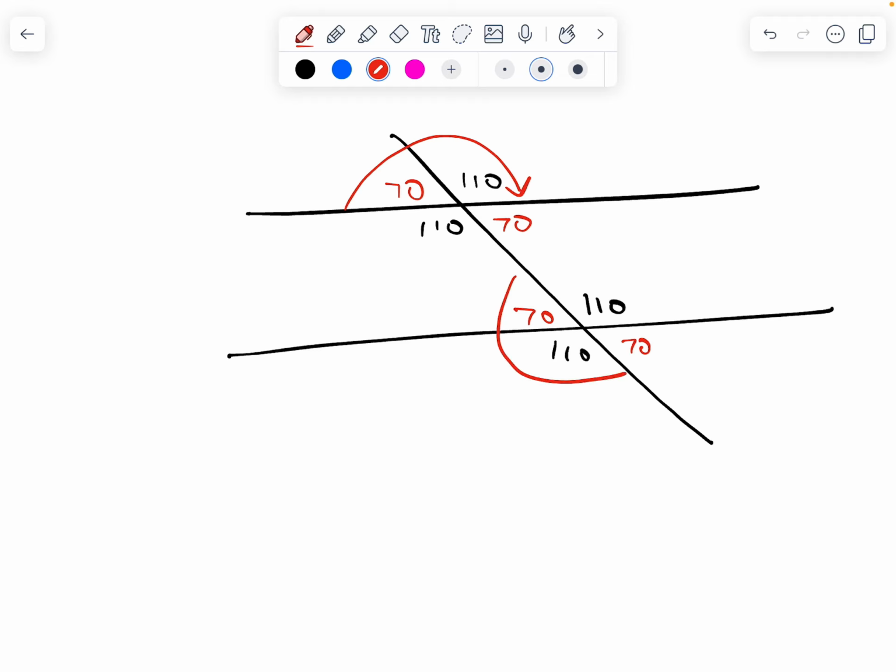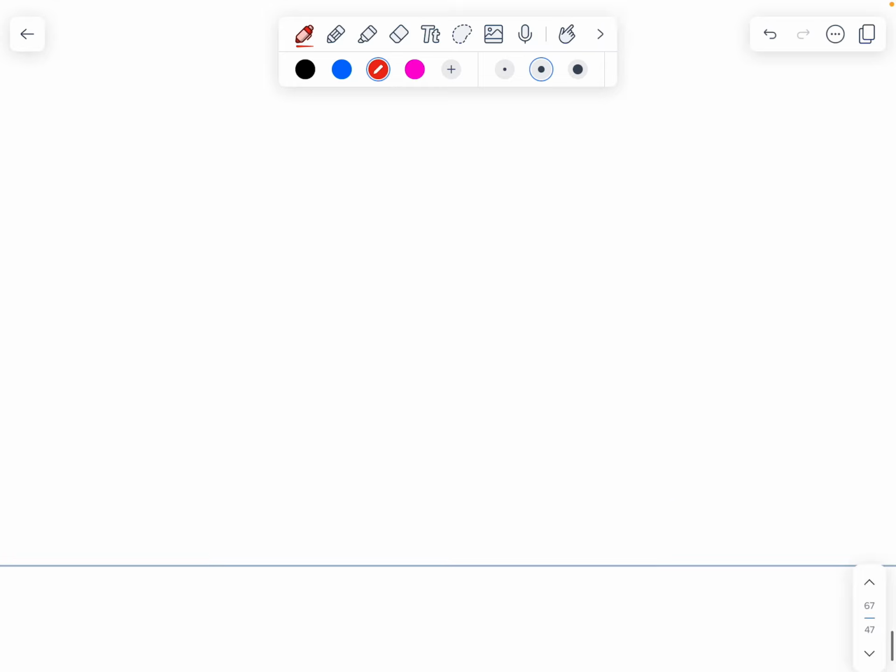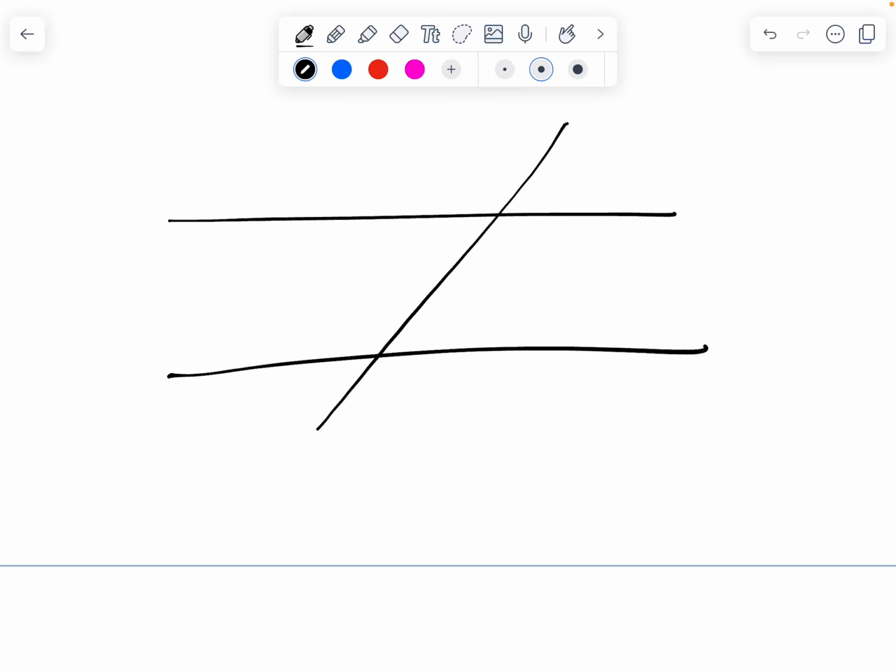And you can think of these guys adding up to 180. You can also think of those guys adding up to 180. And you can also see that those guys form a straight line, adds up to 180. Okay, so now how are we going to see this with algebra? With algebra, you're going to see questions like this.